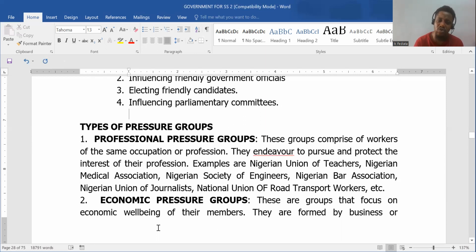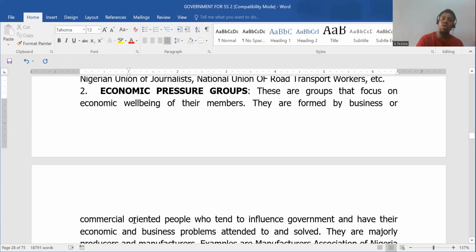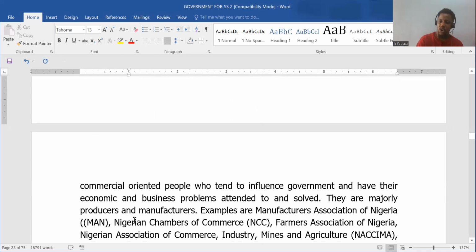Economic pressure groups. These are groups that focus on the economic well-being of their members. Like Farmers Association of Nigeria. Government makes policy so that it can better the lot of farmers, right? Maybe give them more access to fertilizer and the likes at an affordable rate.